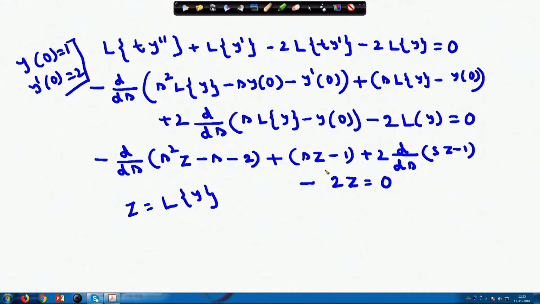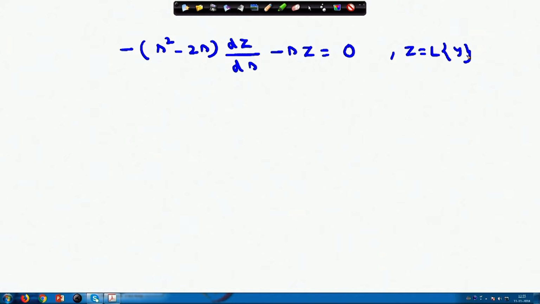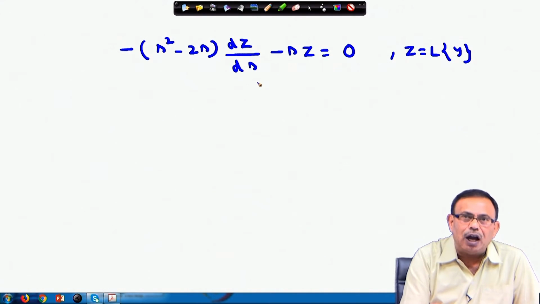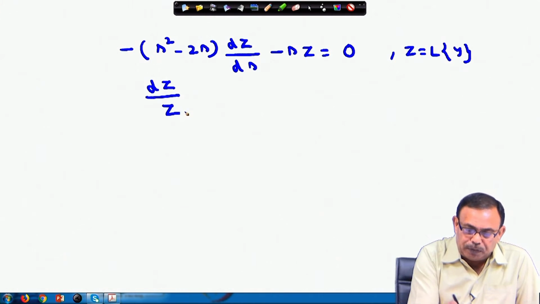So, once I am getting this, I can break this d d s part and I will obtain this equation: minus (s square minus twice s) into dz ds minus s z, this is equals 0. As I was telling, by assuming z equals Laplace transform of y, what is happening? Your second order ODE is being transformed into one first order ODE, and I have to find the solution of this first order ODE. To find the solution of this I can use the separation of variables.